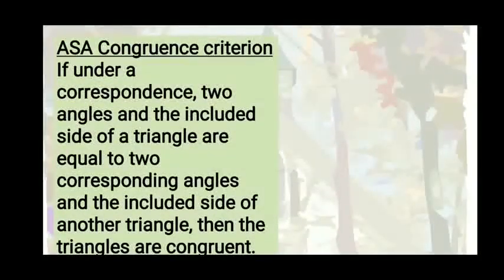Now the next test that we are going to see is the ASA congruence test. Now you must know that ASA stands for angle, side, angle. That means the side should be sandwiched between the two congruent angles. Therefore the statement reads, if under a correspondence two angles and the included side of a triangle are equal to the corresponding angles and the included side of another triangle, then the triangles are congruent.